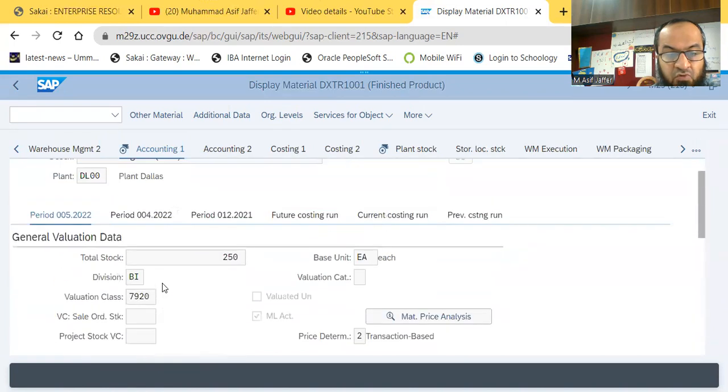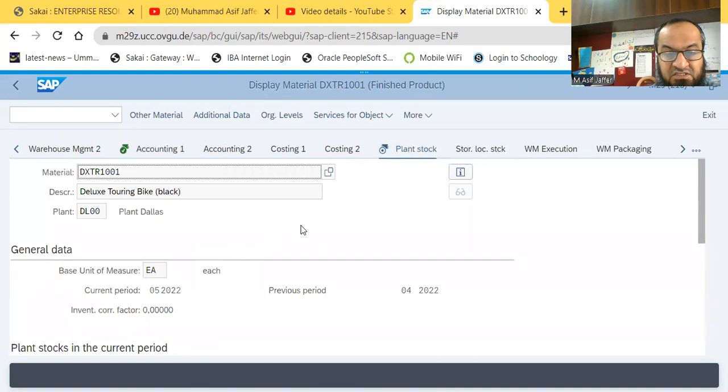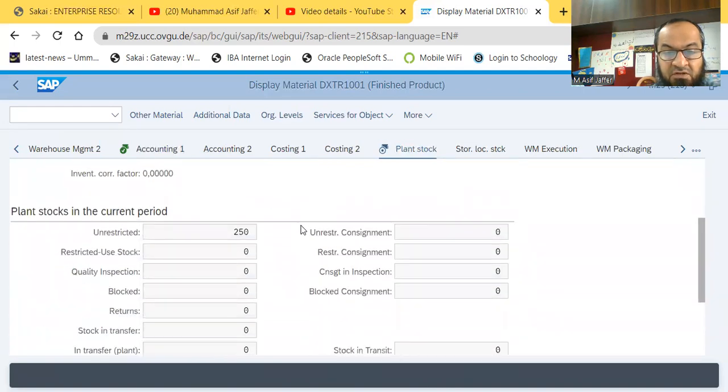So this is the accounting view, with a few pieces of information. The division BI is actually the segmentation of the material from the sales and distribution module. When we see the material master data in the sales and distribution module, we shall discuss it. Pressing enter, the system takes us to the next selected view.